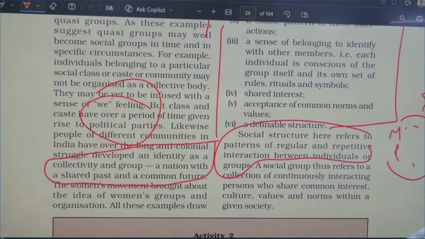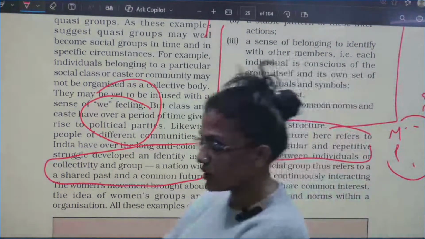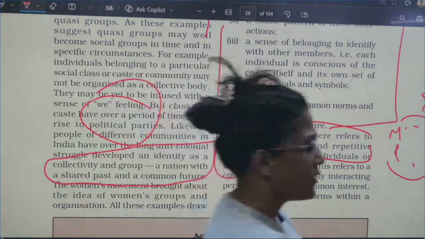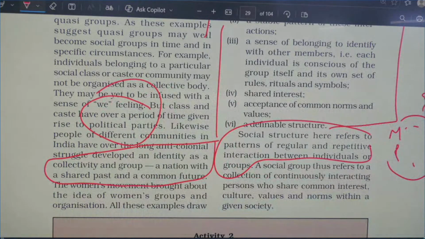So patterns of regular and repetitive interaction. What is regular and repetitive interaction? It is like marriage, family, kinship. It is there in earlier societies, and even today. So what is social structure? Patterns of regular and repetitive interaction between individuals or groups.